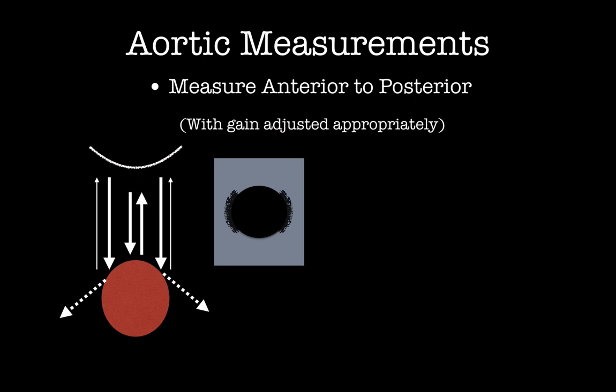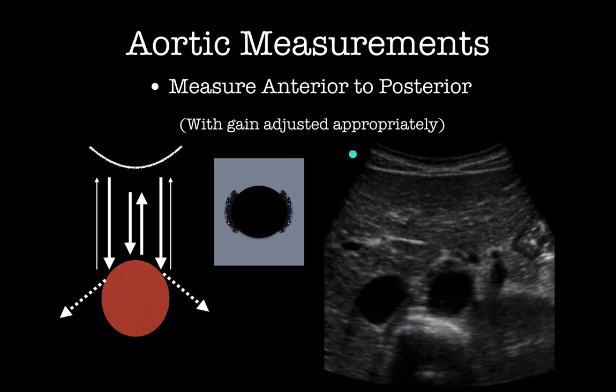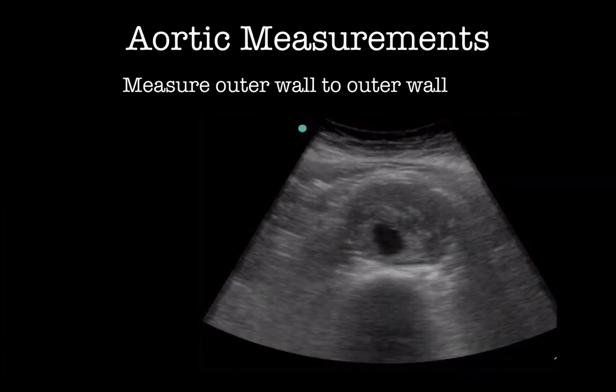Now, you will see people measuring side to side on the aorta, and that's fine. Just remember, it's a less accurate measurement because we can't see the walls as well. We always see the anterior and the posterior wall the best. So this is the most critical measurement.